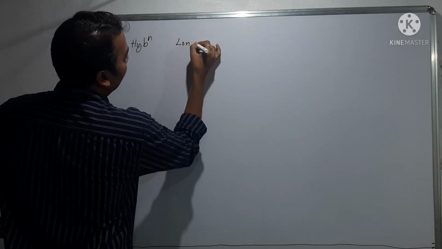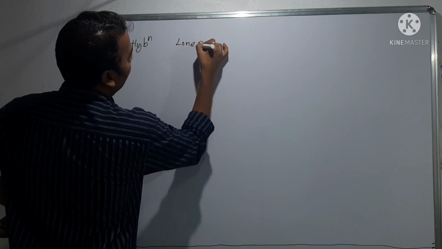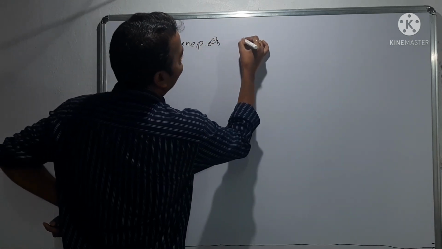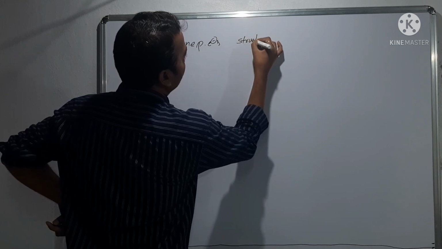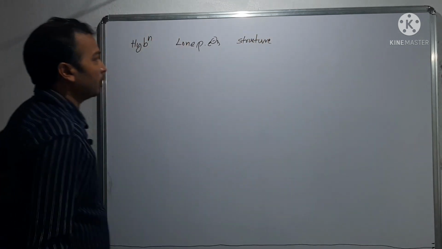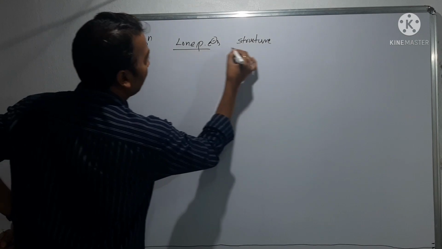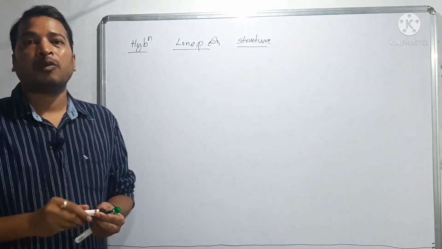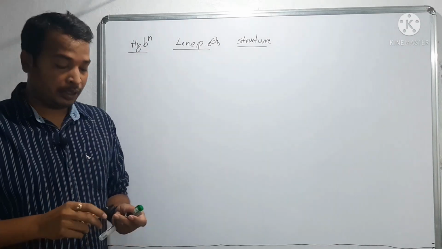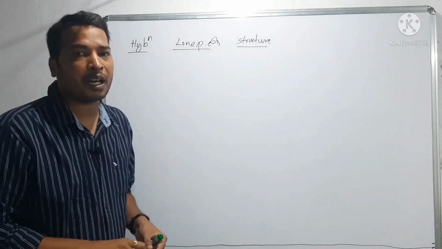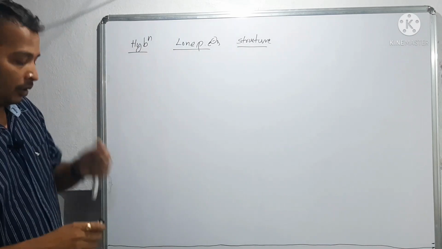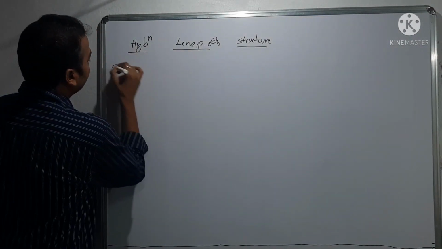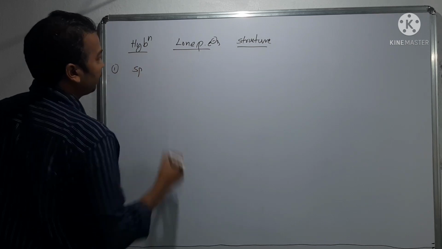lone pair electrons and structure. So listen, first of all, the structure of molecules may differ for the same hybridization depending upon the number of lone pairs of electrons. So coming to the topic, in this one the first hybridization is sp hybridization.